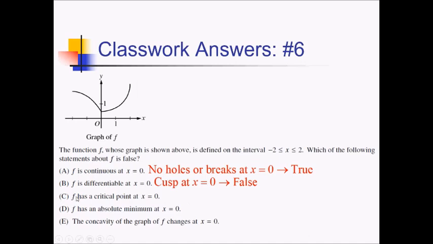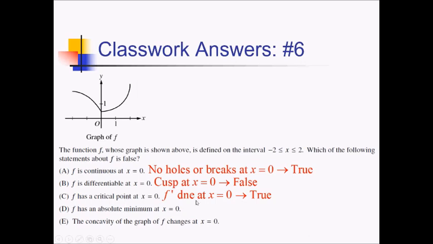So choice C, f has a critical point at x equals 0. Well, critical points happen where f prime is either 0 or undefined. And we just said in choice B that f prime is undefined. It's not differentiable at this spot. So because f prime does not exist at x equals 0, this is a true statement. We have a critical point there.